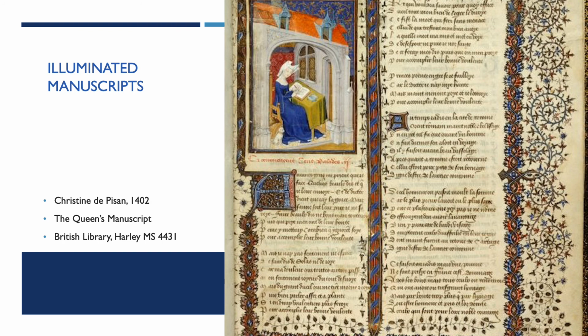Similarly, illuminated manuscripts. So these are manuscripts that would include pictures. This one I think is particularly interesting because the manuscript, the text, was actually the work of Christine de Pizan, who was writing in the French court in the 15th century. Christine was commissioned to produce this text. When she produced it, she actually had the person who did the illuminations include her. So this is actually a picture of Christine writing the manuscript.